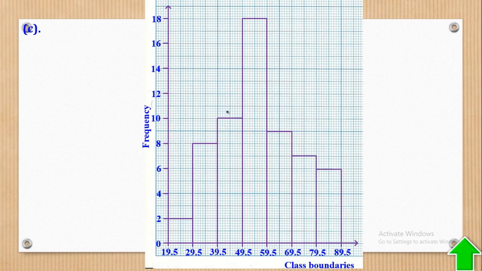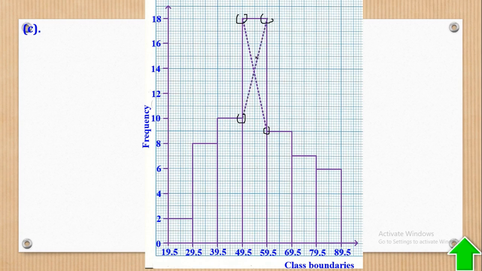So now we are done with drawing a histogram, and the next step is to use it to get the modal mark. So for the modal mark, you have to join this with this and also join this with this. When I do that, this is what I'm going to get.